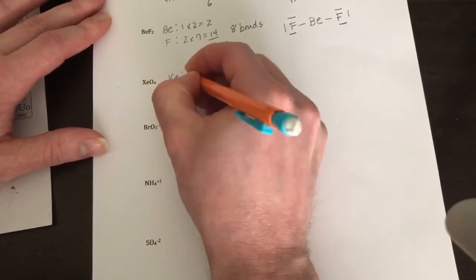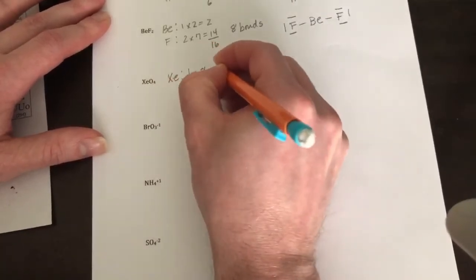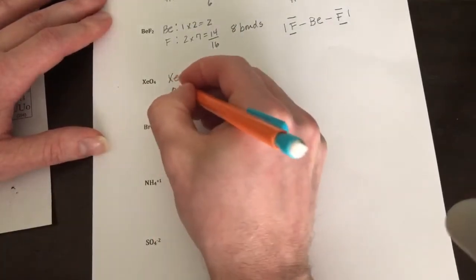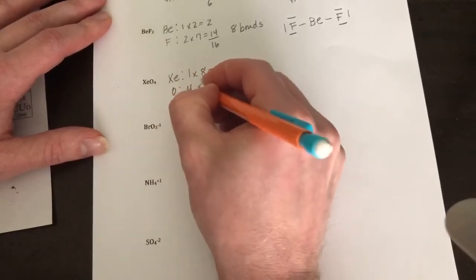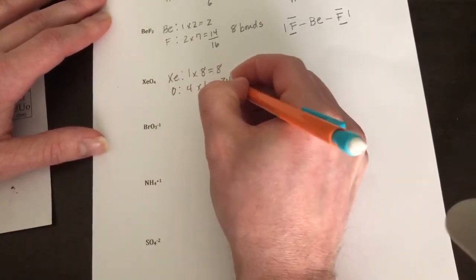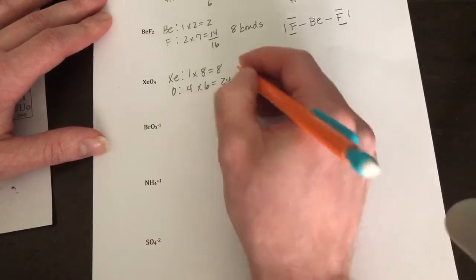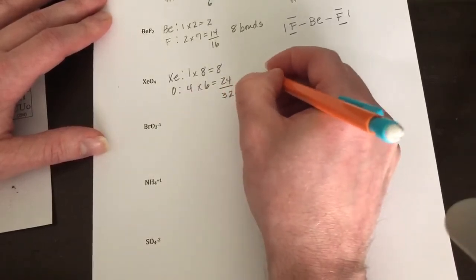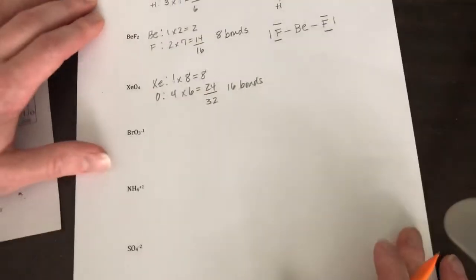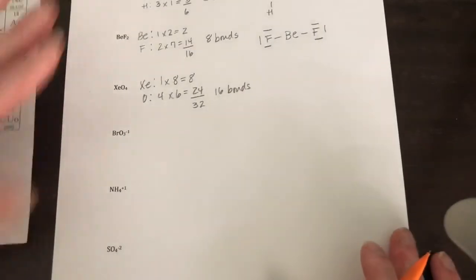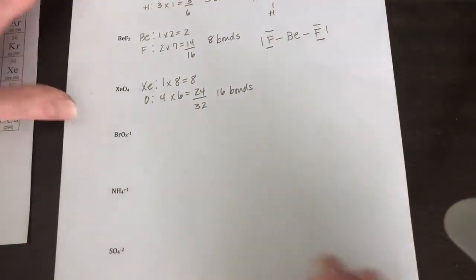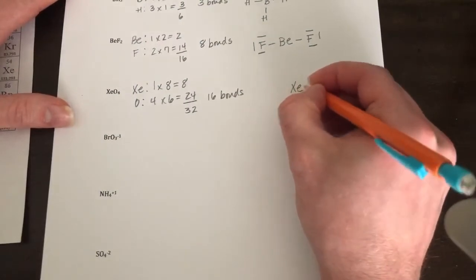Okay, xenon tetraoxide. Xenon, I have 1 of those, and it's in group 8. Oxygen, I have 4 of them, and it's in group 6. So I get 32, so I should have 16 bonds total. Okay, so just by guessing on this one, xenon's going to be the central atom because it's got 4 oxygens coming off of it.